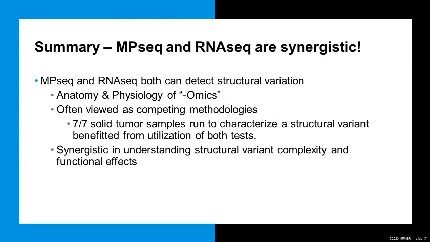So in summary, we conclude that at least in this subset of cases, mate pair sequencing and RNAseq are synergistic. They can both detect structural variation, but we have to think of them in terms of DNA and RNA, structure and function, anatomy and physiology of omics. Often these two methodologies are seen as competing, but in our solid tumor samples, all of the samples that we run, we could use the expression data or the fusion data to clarify whether structural variants had a functional effect.